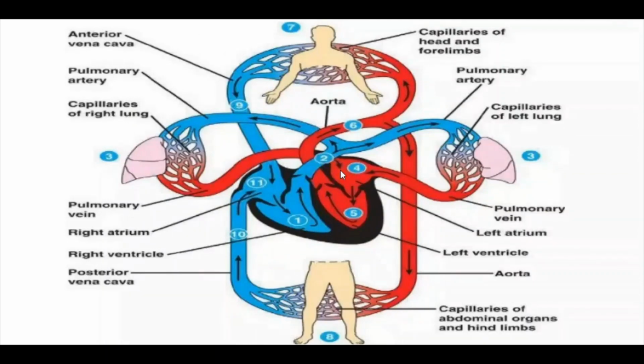So, what is double circulation? When the blood circulates twice through the heart in one complete cycle. That is known as what? Double circulation. During the circulation, oxygenated blood does not mix with the deoxygenated blood. You see whether it is mixing? No. So now we have seen pulmonary circulation and systemic circulation. Then what is double circulation?